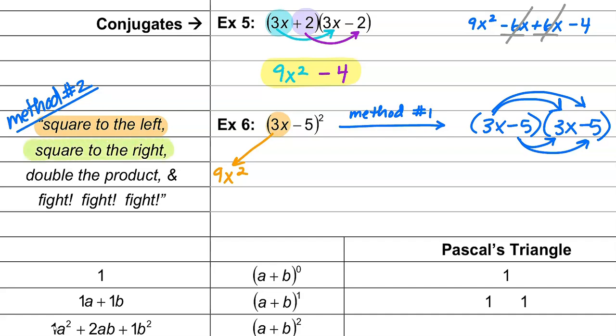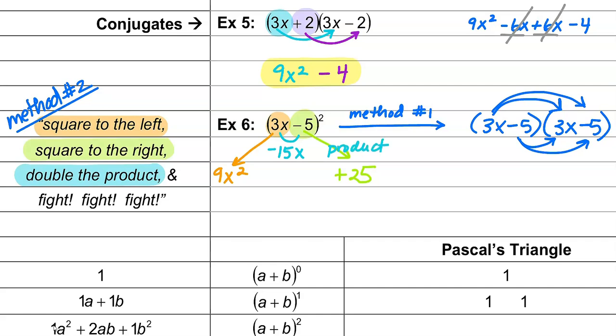Then square to the right means I'm going to take the minus 5 here, and I square that. Well, a negative 5 squared, isn't that plus 25? Then it's double the product. Okay, so the product is multiplying these two terms together, the 3x and the minus 5. What's 3x times minus 5? Minus 15x. This is the product.